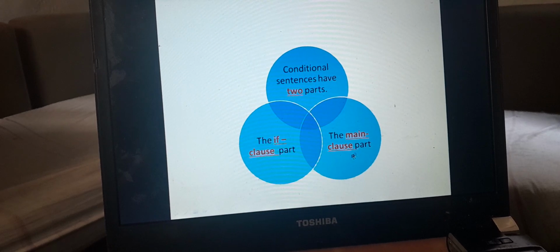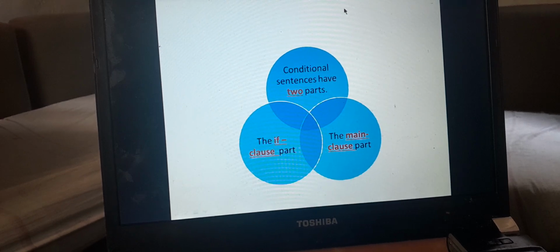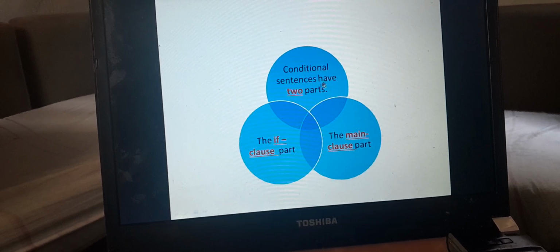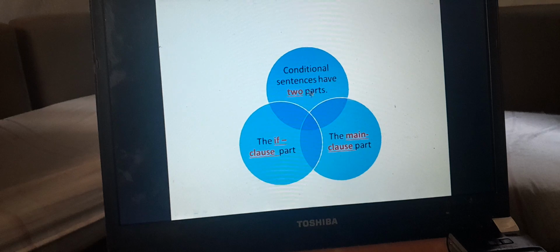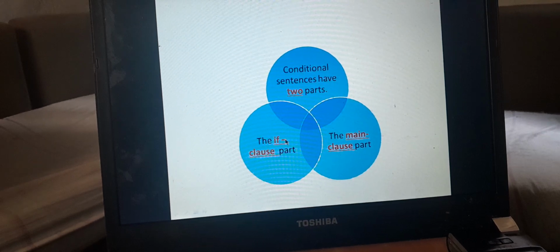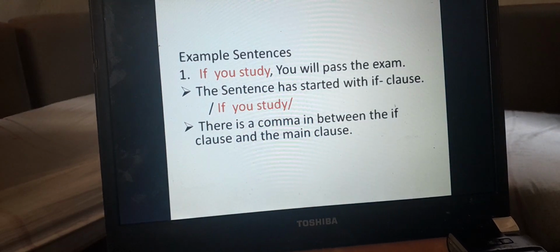So these are very important points that we should remember when we are talking about the conditional. Okay, so when you are trying to make sentences related to conditional sentences, you should know these key parts of conditional sentences. Okay, now let's proceed to the examples for conditional sentences.